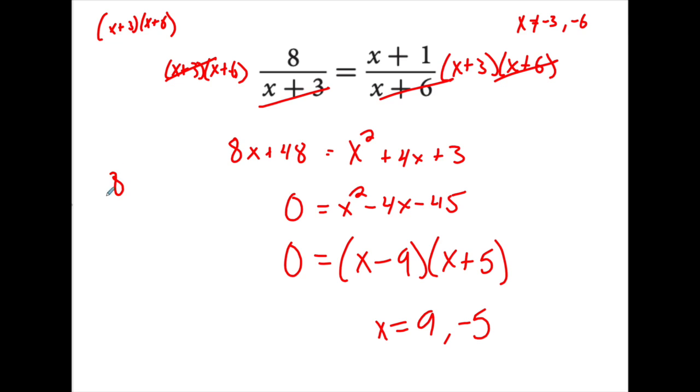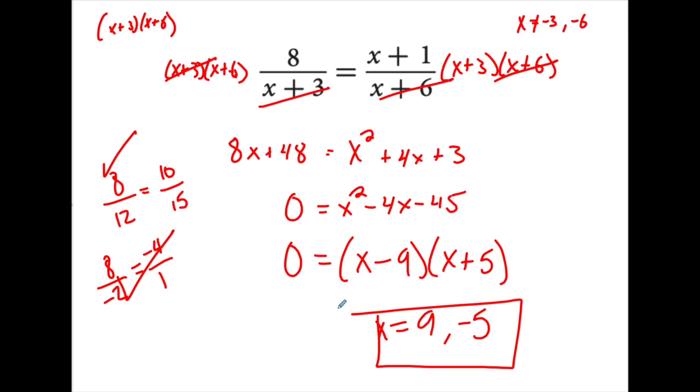So I've got 8 over 12 equals 10 over 15. 2/3, 2/3. Okay. 8 over negative 2 equals negative 4 over 1. Let's see, that's negative 4. That's negative 4. Yep. Okay, so these both check out. So 9 and negative 5 are the solutions.